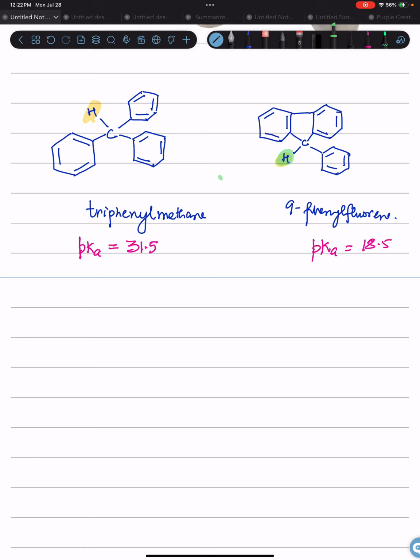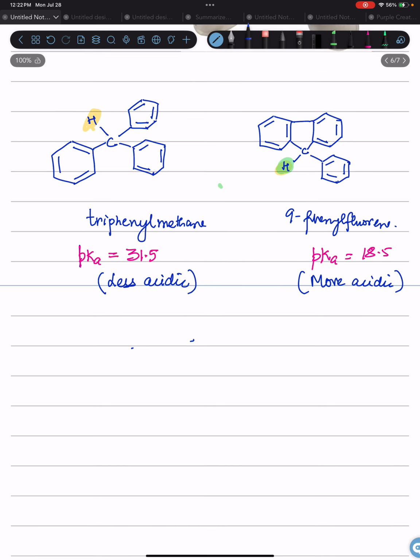If I say that the higher the pKa, the less acidic the compound, then this compound is less acidic and this is more acidic, and has more tendency to lose H positive ion. So we'll explore why it is so, although in both cases the carbon is connected to 3 phenyl rings.